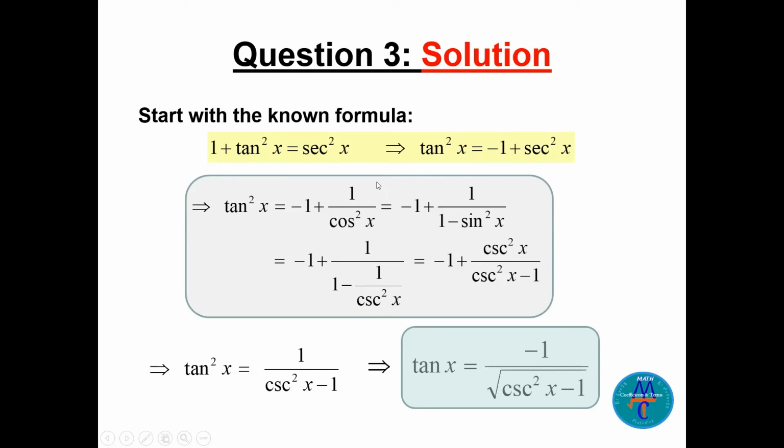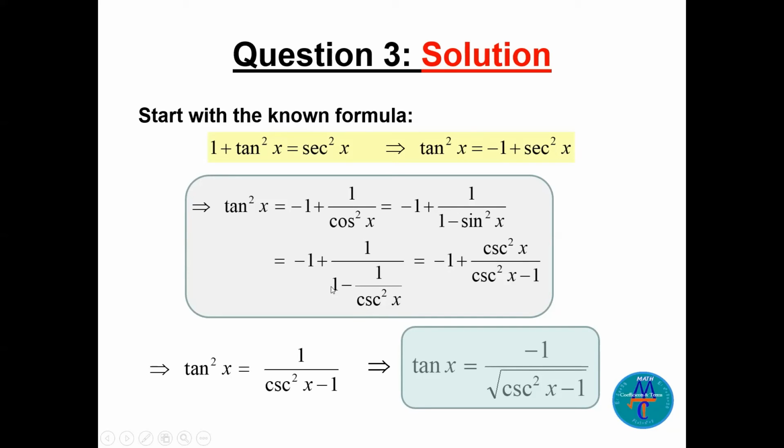Now, secant squared of x, I can replace every secant of x with 1 over cosine of x, squared. And we know sine squared of x plus cosine squared of x is equal to 1. So I can replace here, instead of cosine squared of x, 1 minus sine squared of x. Now, every sine of x will be the reciprocal of cosecant. So here we have a complex fraction, minus 1, 1 over 1 minus 1 over cosecant squared.